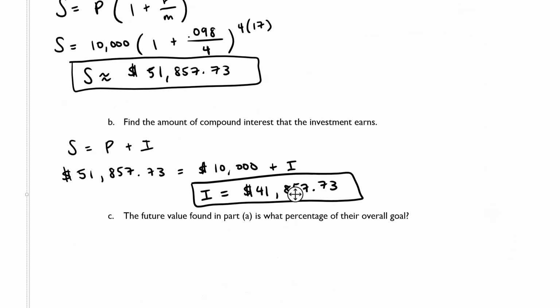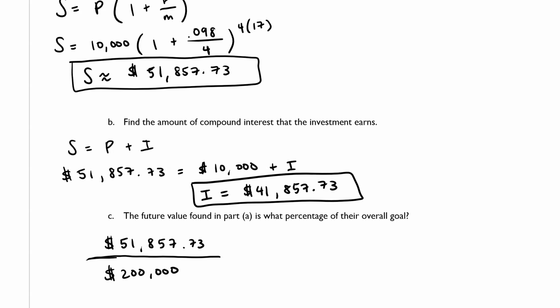Okay, part C says the future value found in part A is what percentage of their overall goal. And if you read back in the problem, they wanted to have, by her 18th birthday, $200,000 saved. So that would be our denominator, and then our numerator would be the future value. So I threw that into my calculator. If we are going to round it to 2 decimal places, it's approximately 25.93%. Okay.